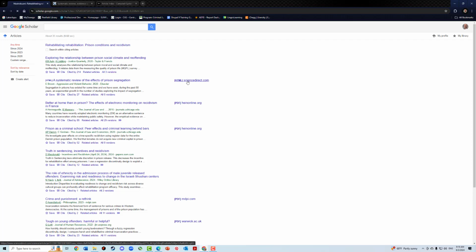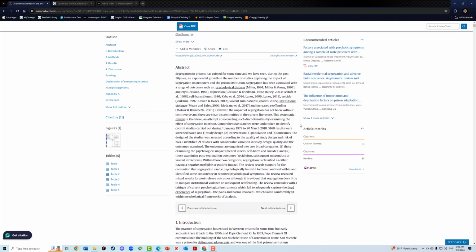Let's click on this. Here is our systematic review. Oh my gosh, this is way too much to read. I hate this, but I'm going to read it anyways. Segregation in prisons has existed for some time, and we have seen during the past 50 years an exceptional growth in the number of studies exploring the impact of segregation of prisoners and prison institutions. Segregation has been associated with a range of outcomes such as psychological distress, self-harm, suicide, violent ruminations, institutional violence, and increased reoffending. Okay, I'm not going to read all this.